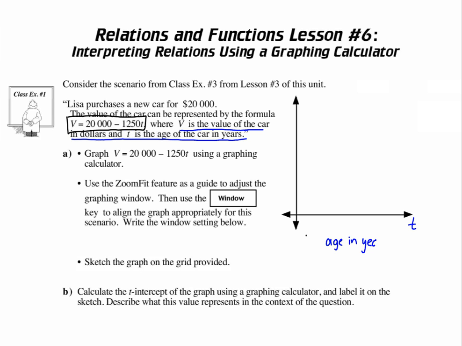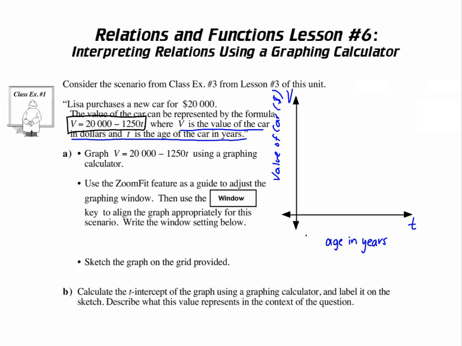Time is always independent, okay? If you're comparing something with something, they write it in a way that's y compared to x. Y comes first. The value is your y compared to the time. So B, or value of car in dollars.